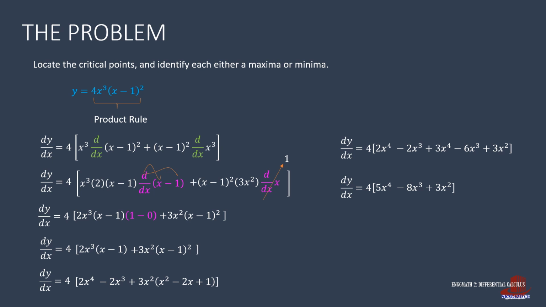Take the critical points by zeroing out y prime, where 0 divided by the constant 4 still remains as 0. So the function is then 5x raised to 4 minus 8x cubed plus 3x squared as equal to 0. Factor out x squared from each term and get x squared with 5x squared minus 8x plus 3 as equal to 0.